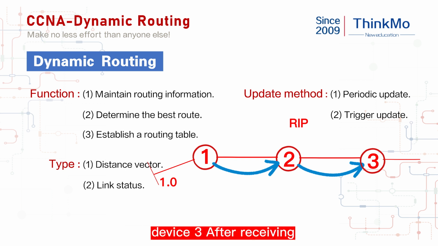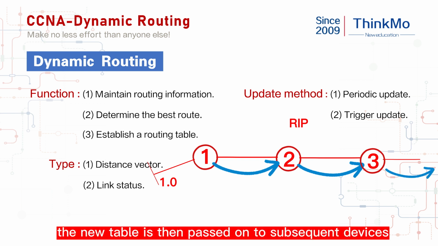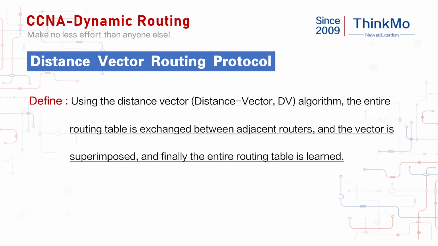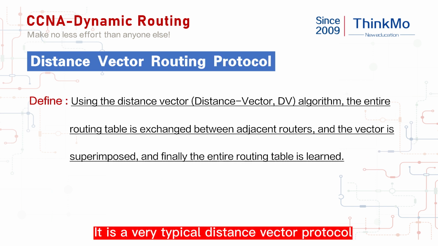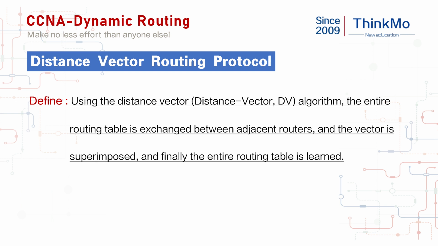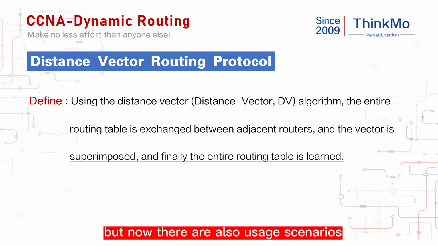Device 3, after receiving, also calculates with its own local table. After the calculation, a new table is generated. The new table is then passed on to subsequent devices. This is a typical feature of RIP, and here is the algorithm for it. It is a very typical distance vector protocol. RIP is not easy to use, though there are still usage scenarios.